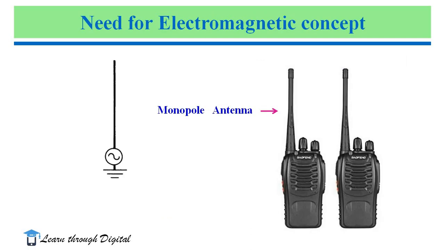Now we have one question. Already we have studied circuit theory and so many things. Then why do we go for electromagnetic field theory? I will explain the need for electromagnetic theory with the help of this illustration. This figure illustrates a monopole antenna of the type we see on a walkie-talkie. I hope you are all seeing the walkie-talkie.